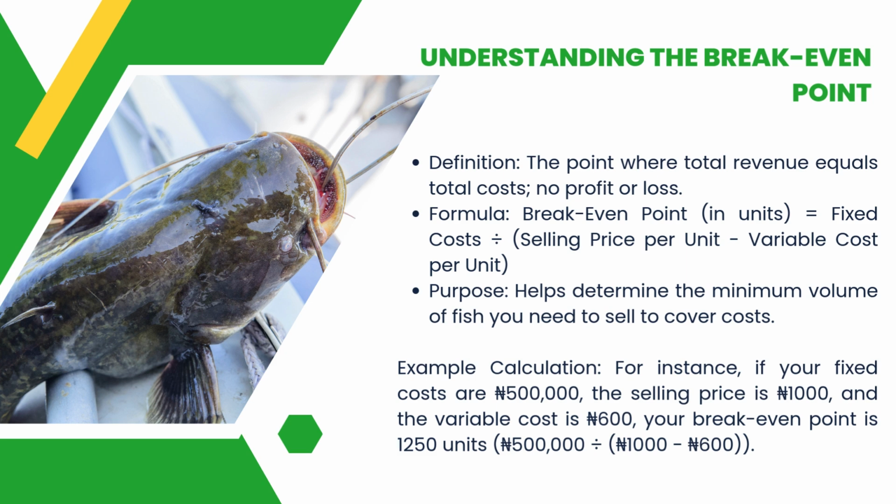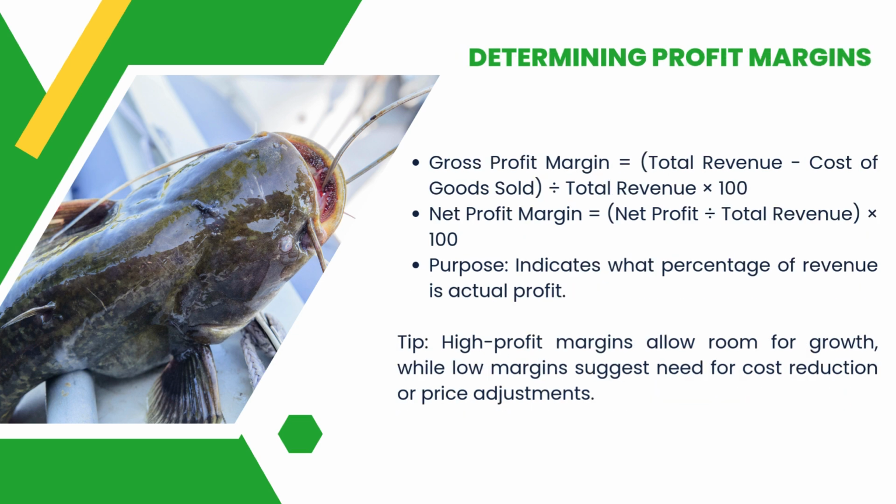Just to give an example calculation, if your cost overall is 500,000 and you sold your fish for 1,000 naira, but the cost of setting up the fish is 600. It means that if you minus 600 from 1,000, you have 400. And if you divide 500,000 by 400, it means that your break even point is 1,250 units. It means the day you sell 1,250 units of catfish, you have covered all of your costs for your farm setup.